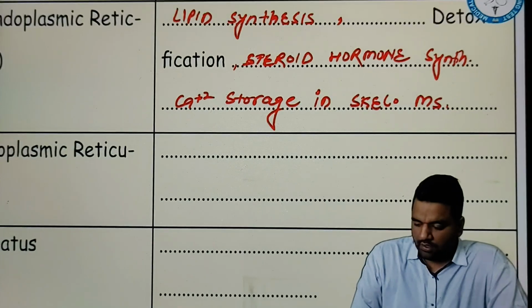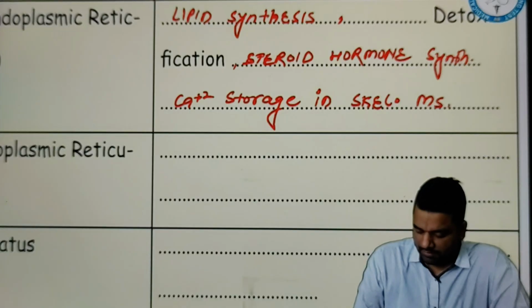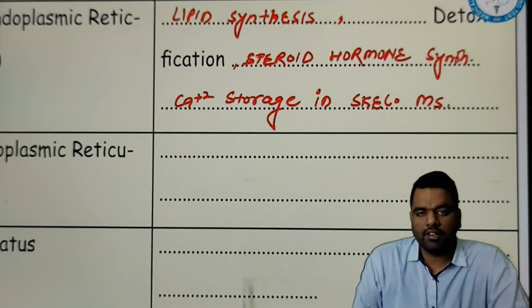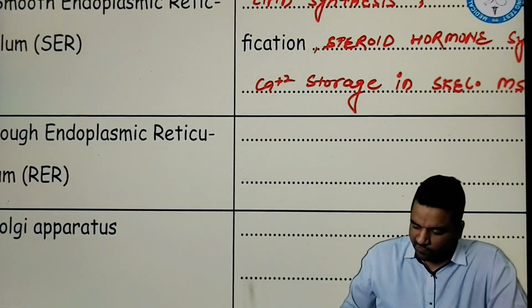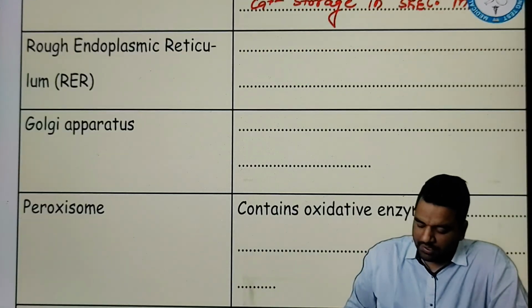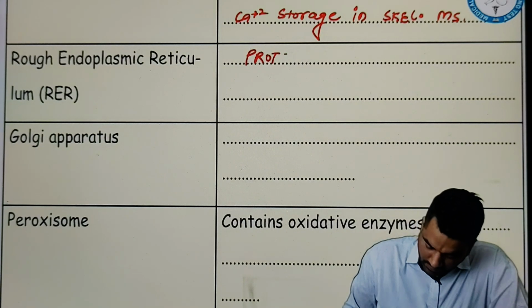Guys, this MS means muscle. All the time I will write something like that, so please understand that this means muscle. So calcium storage in skeletal muscle. Later on I will let you know why we require this calcium and why we call this the storage part. Then the rough endoplasmic reticulum, whose function is protein synthesis.